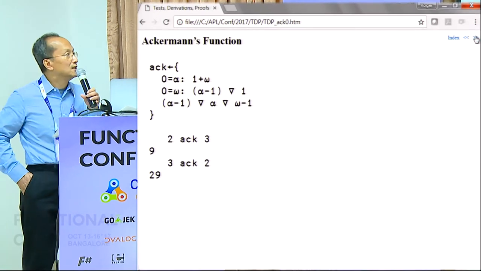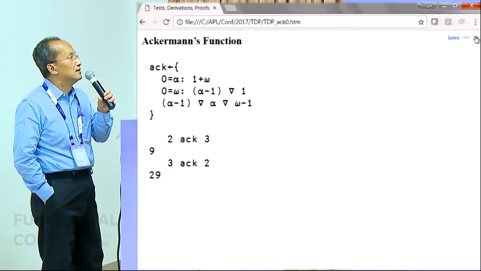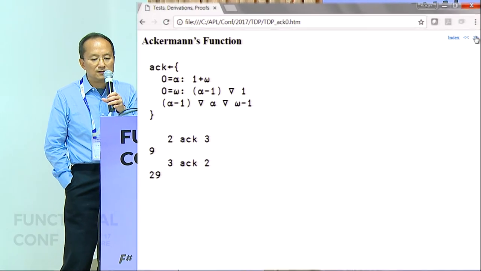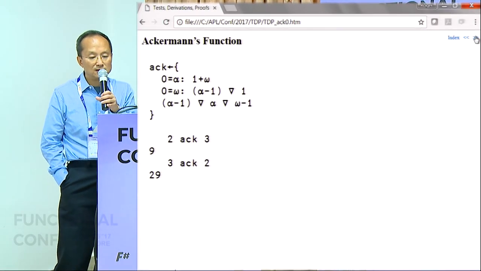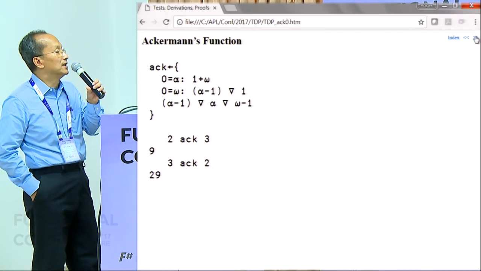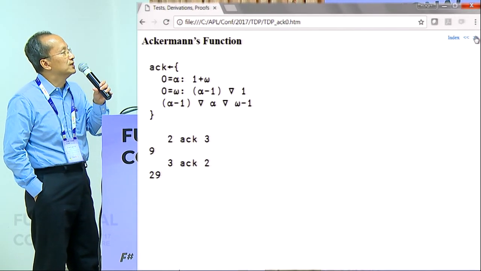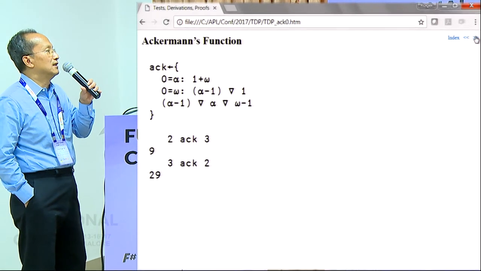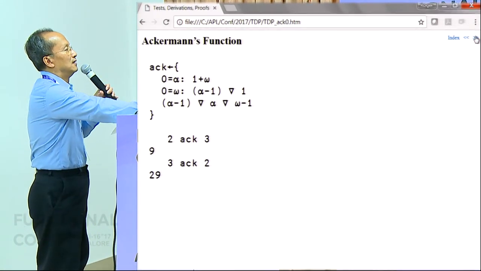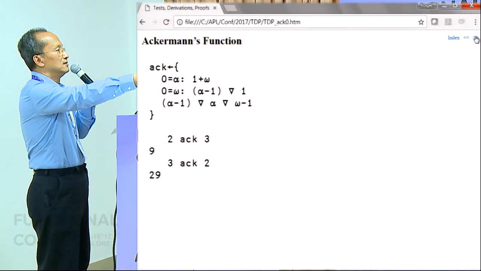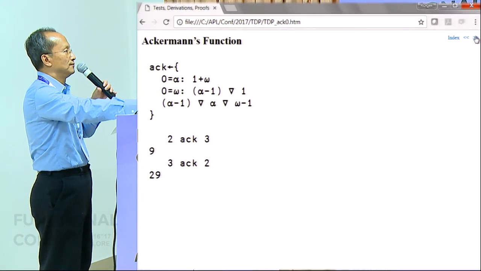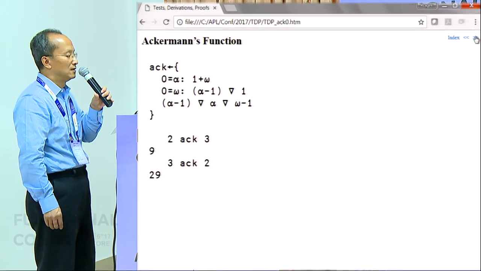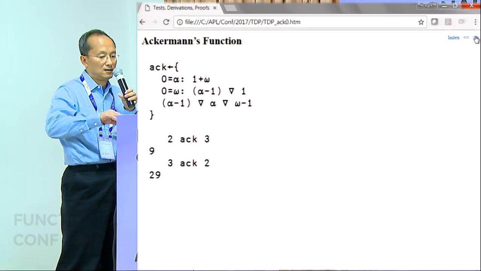Okay. Next, we're going to look at a famous function, Ackermann's function, famous in computability theory. It has a simple definition in APL, and I think it's also simple in other languages as well. Again, the left argument is alpha, and the right argument is omega. And the del symbol indicates recursion.